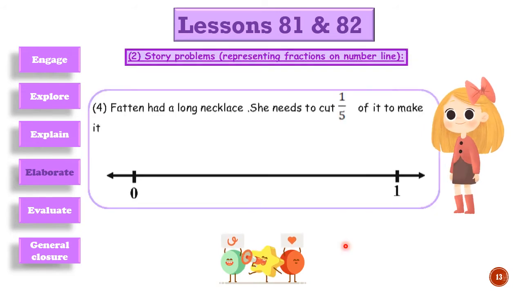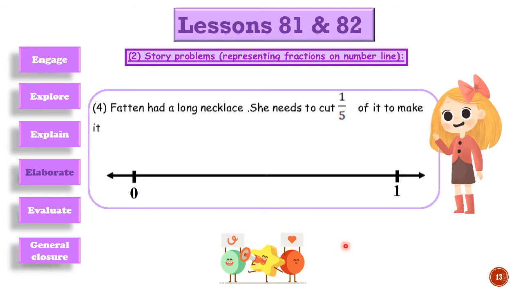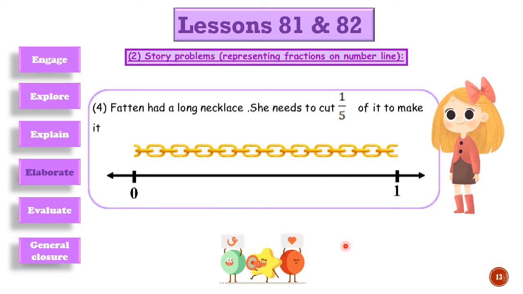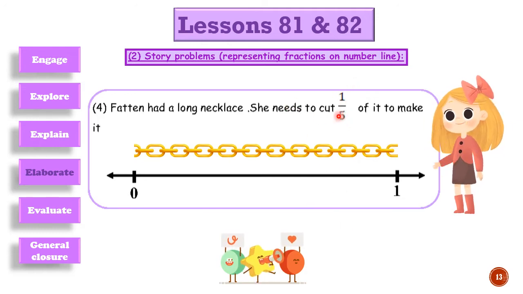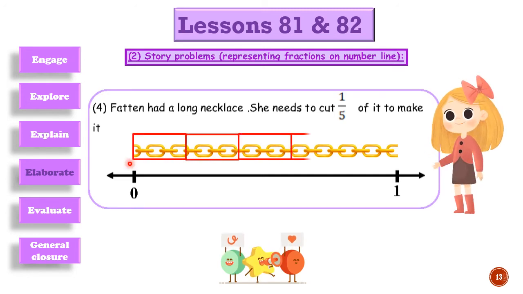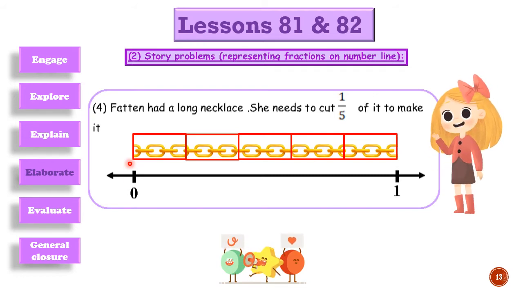Number 4. Fatin had a long necklace. She needs to cut fifths of it to make it. We have this necklace and we want to cut fifths. If we look at the denominator, we have 5. Then we will distribute this necklace into 5 equal parts. Now, 1, 2, 3, 4, 5 parts. Each part is a fifth. A fifth, as we learned before.